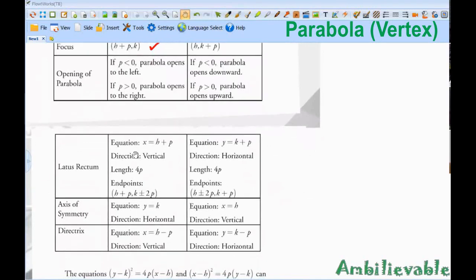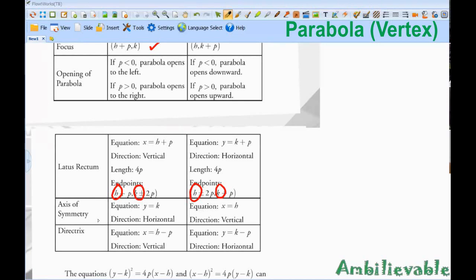The latus rectum is x equals h plus p, it is vertical, and the length is 4p. The endpoints are given by this formula now. We have different endpoints. Before it was only 2p and p. Now we have the additional h and k. They added h and k to this, the same thing here, with the 2p and p.